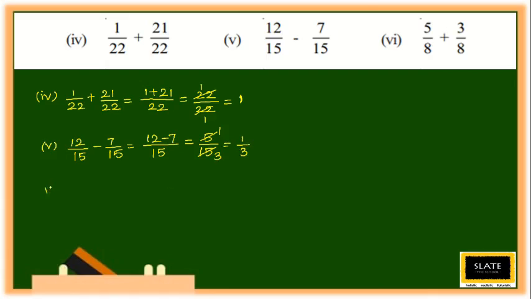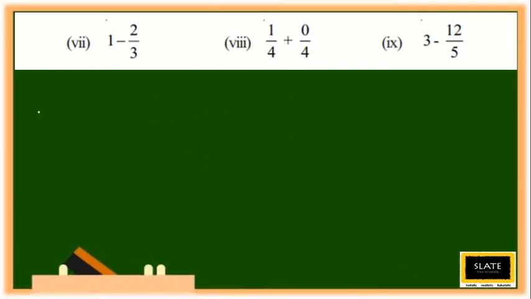And sixth one, 5 by 8 plus 3 by 8. Again, like fractions, 8 common. So 5 plus 3 by 8. So 5 plus 3 is 8 by 8. So 8 ones are 8, 8 ones are 8. So the final answer is 1. So this way we need to simplify the like fractions.